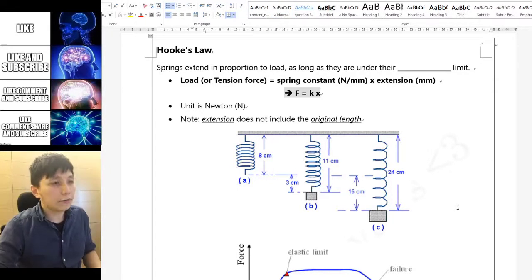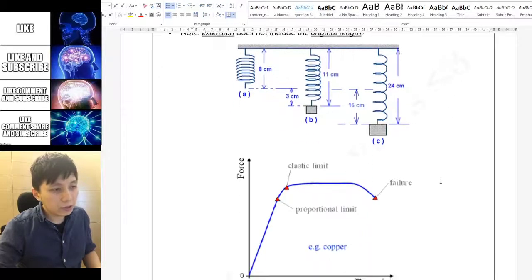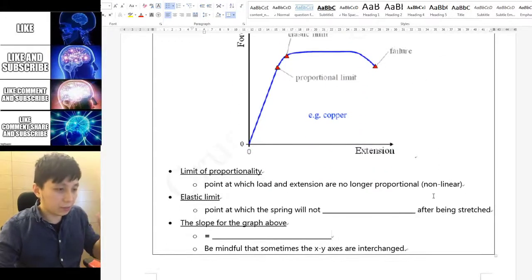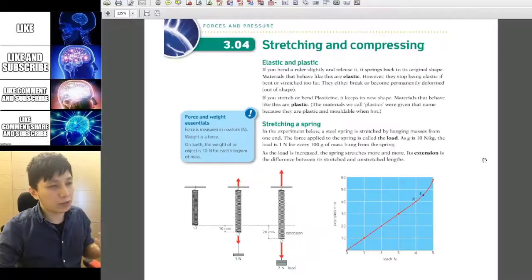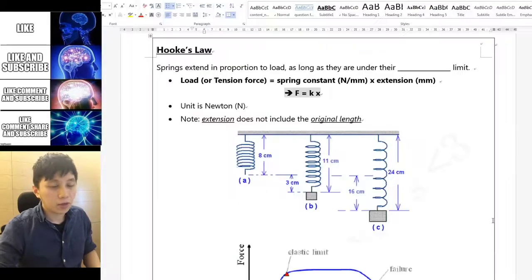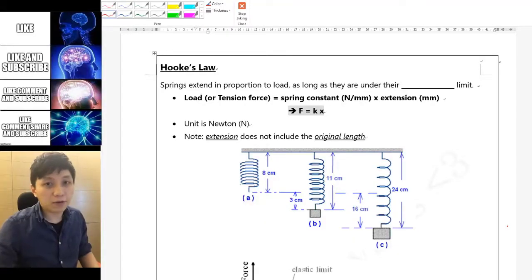For Hooke's law, I would like you to fill in the blanks in this page and try to understand the concepts by yourself, and I will also recommend you to read the textbook for this subchapter. So please pause the video and try to understand this yourself first. A few moments later. Okay, so let me review the key points with you again.